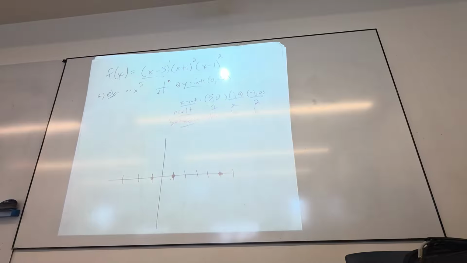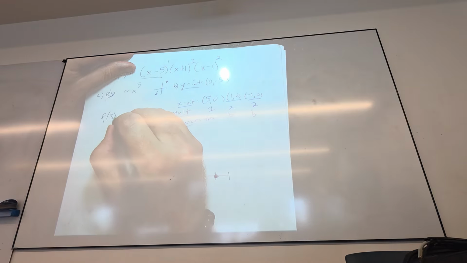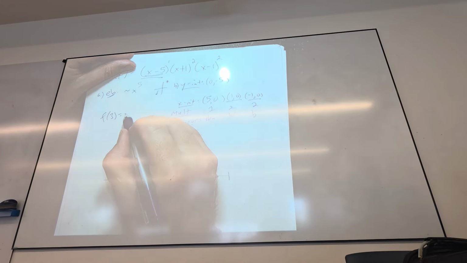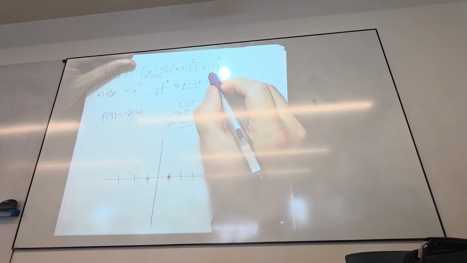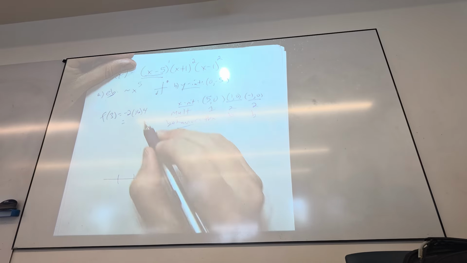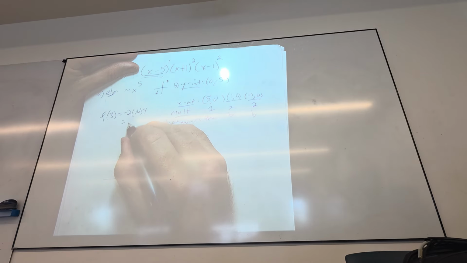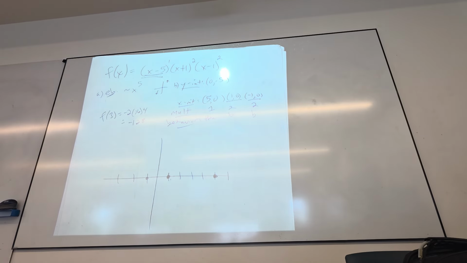Are you able to see that for yourselves now? If you plot your intercepts, you see where's the biggest gap of stuff I don't know. Let me figure something out there. So if I do f of 3, that would be negative 2 times 4 squared times 2 squared. That would be negative 128, I believe.